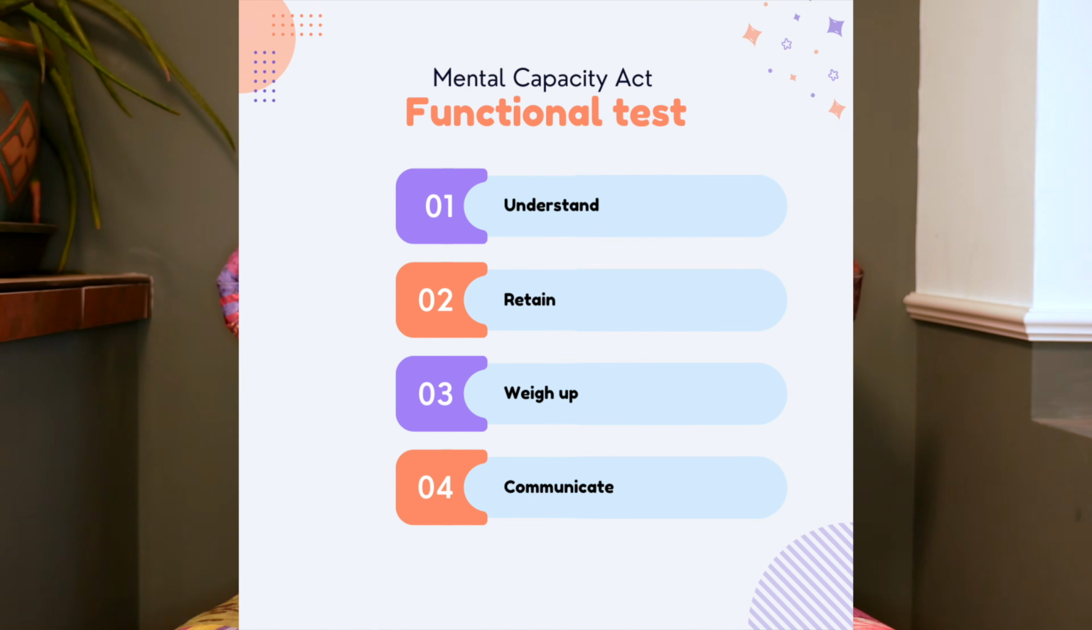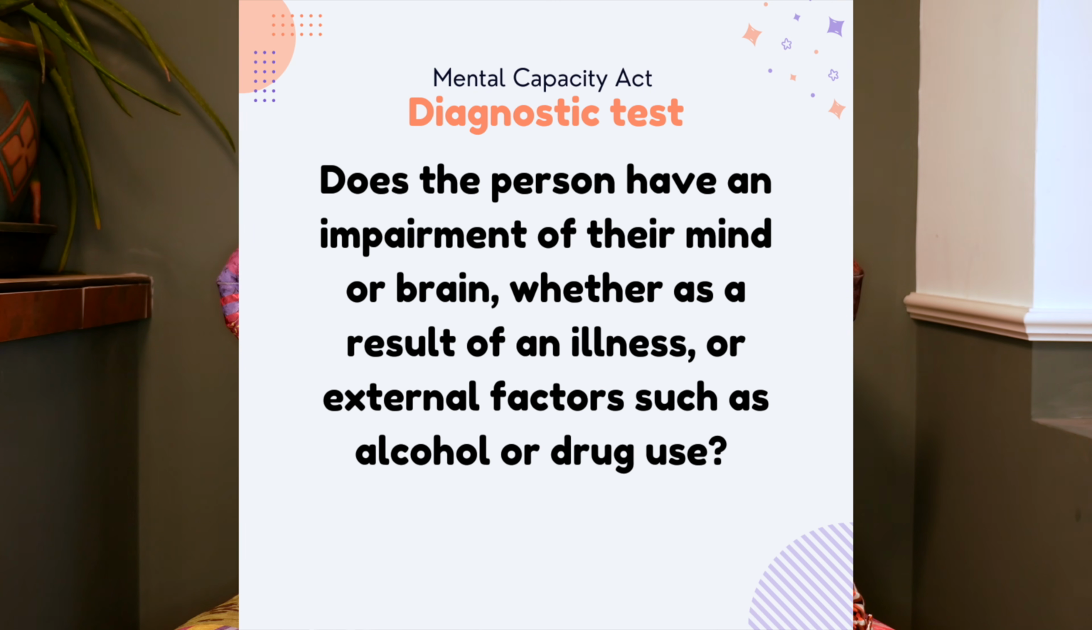So in terms of your approach to the assessment, there is a two-stage test. The first stage is the functional test, and that's about whether a person is unable to make a particular decision based on their inability to understand, retain, weigh up and communicate a decision. Stage two is the diagnostic test. So that's where it relates to a person being unable to make a decision because of a disturbance or impairment of the mind or brain, the way it's functioning. So this is where it could be a long-term disturbance or a temporary one.